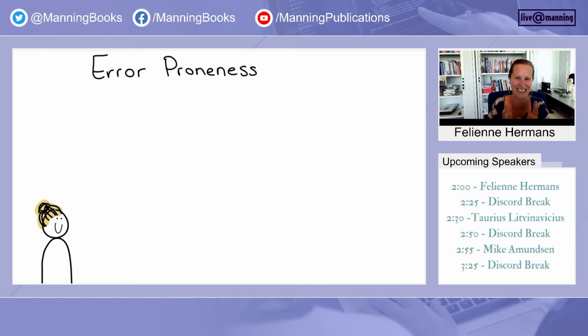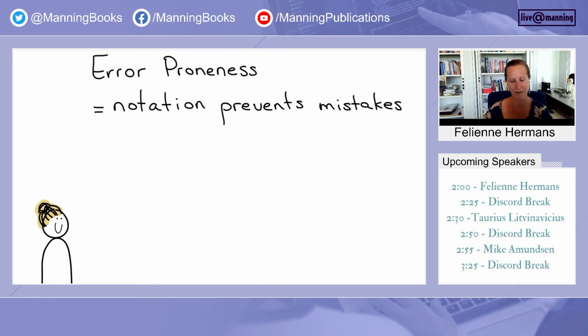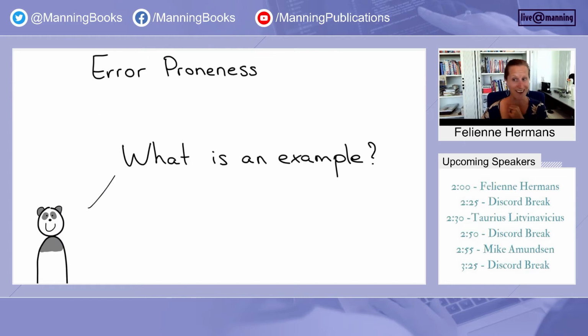We say, this is a feature that is easy to shoot yourself in the foot with. So error proneness is a feature, or a dimension, I should say, that people talk about a lot. And the definition, of course, is, does the notation prevent mistakes? It is panda time again. Can you think of an example of where a language or a framework helps you to not make errors?